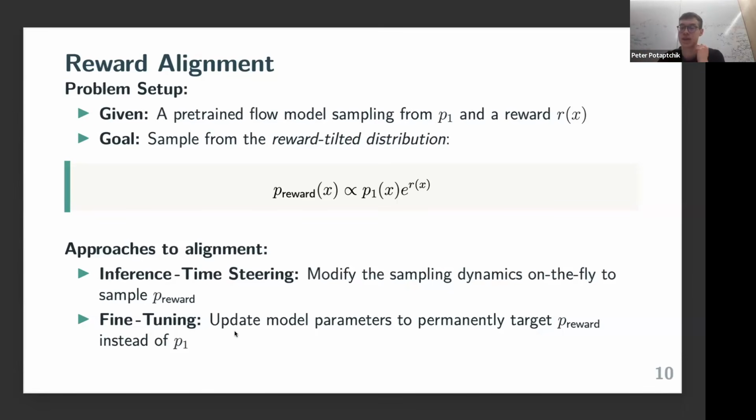Here you take your drift B_t and you try to permanently update the model parameters so that it targets P reward, this reward tilted distribution, instead of the original data distribution that it targeted. But importantly, because you're trying to update the entire model, maybe you can use LoRA, but in general this is going to be quite expensive. And so doing it for every downstream reward is often not feasible.